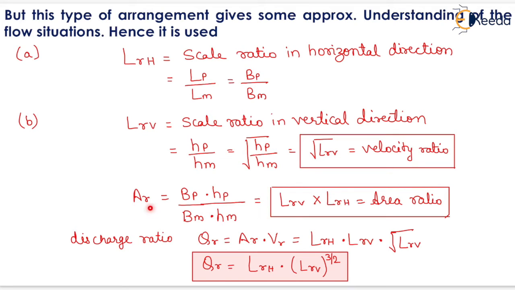Now AR will be equal to width of prototype into height of prototype upon width of model into height of model, which will be equal to LRV into LRH, that is the area ratio. Discharge ratio QR will be equal to AR into VR, which will be equal to LRH into LRV into under root of LRV, which will be equal to LRH into LRV to the power 3 by 2.